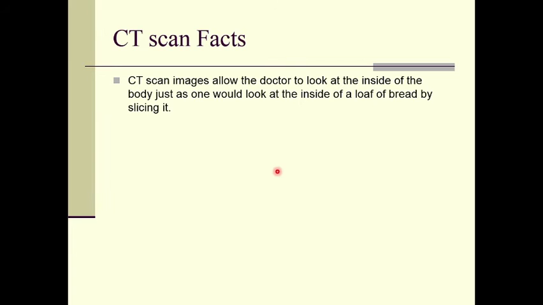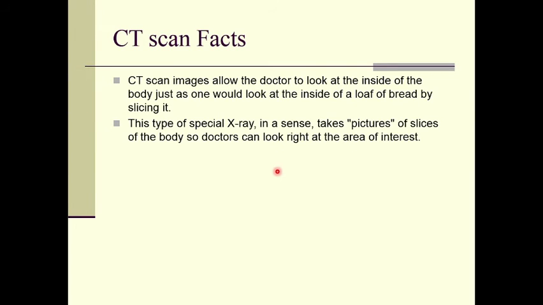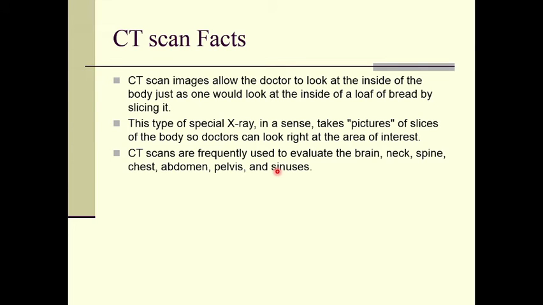So, there are certain facts related to these CT scans. CT scan images allow the doctor to look at the inside of the body just as one would look at the inside of a loaf of bread by slicing it, right. If we slice the bread, just like that the doctor can see the patient's body. This type of special X-ray takes pictures of slices of the body, so doctors can look right at the area of interest, right. CT scans are frequently used to evaluate the brain, neck, spine, chest, abdomen, pelvis and sinuses, right.